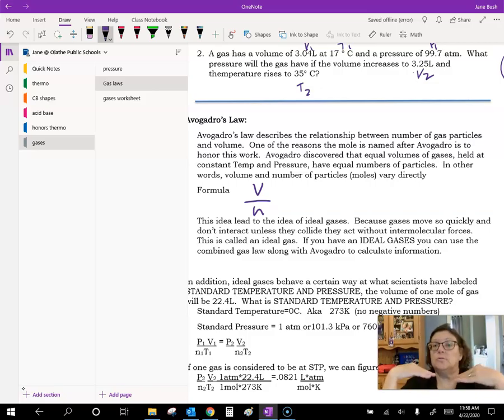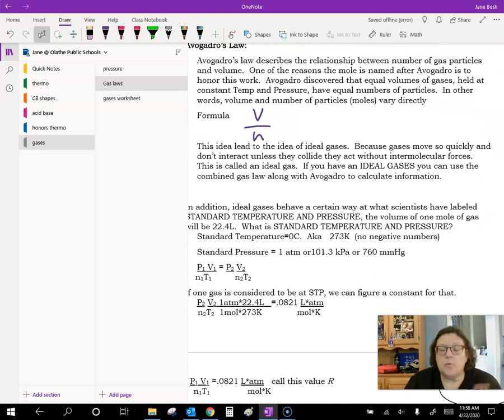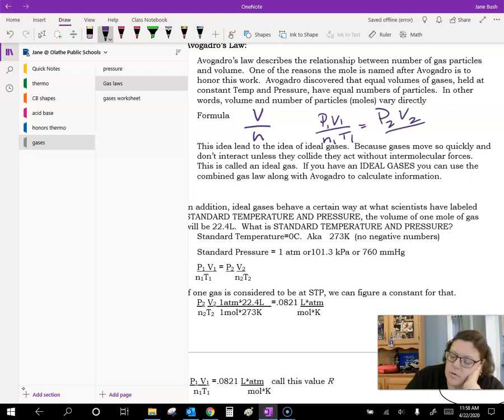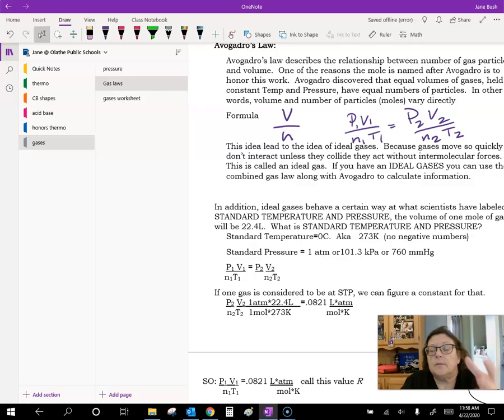Now this makes total sense. If you blow up a balloon, you're putting more particles into the balloon. The balloon's going to get bigger. Okay? Total sense. Now, when we put these all together, we end up with P1V1 over N1T1 is equal to P2V2 over N2T2. Now, if you're not changing the number of particles, it's a closed container, you don't have to worry about number of particles. But what if you are?